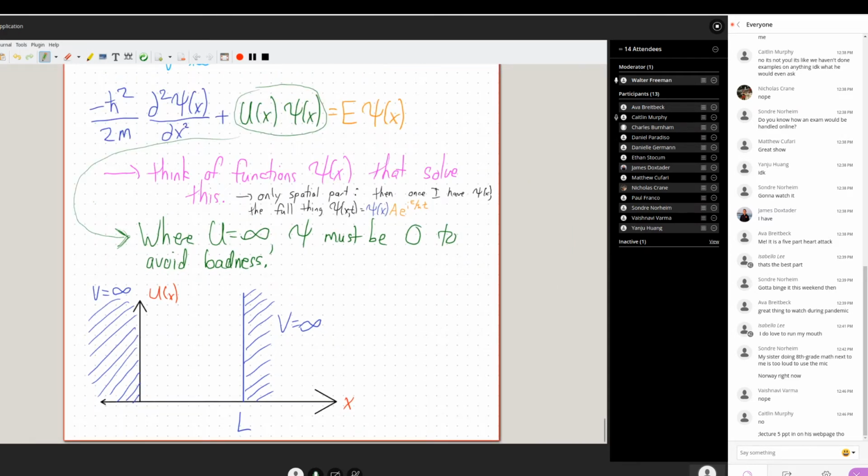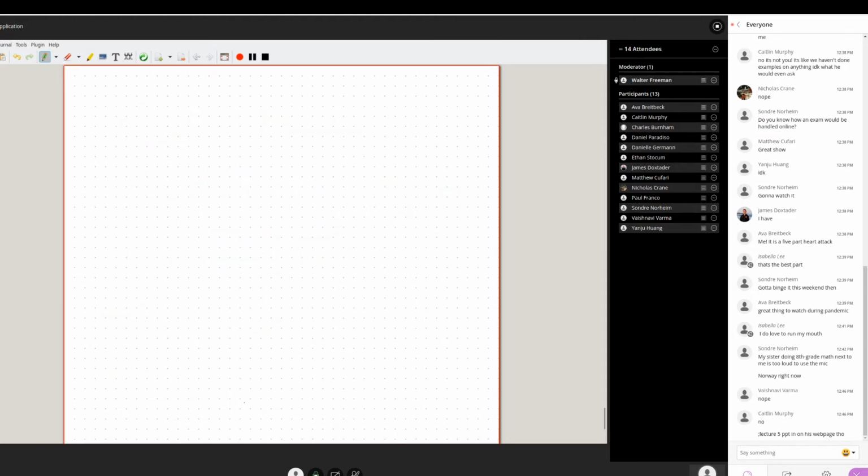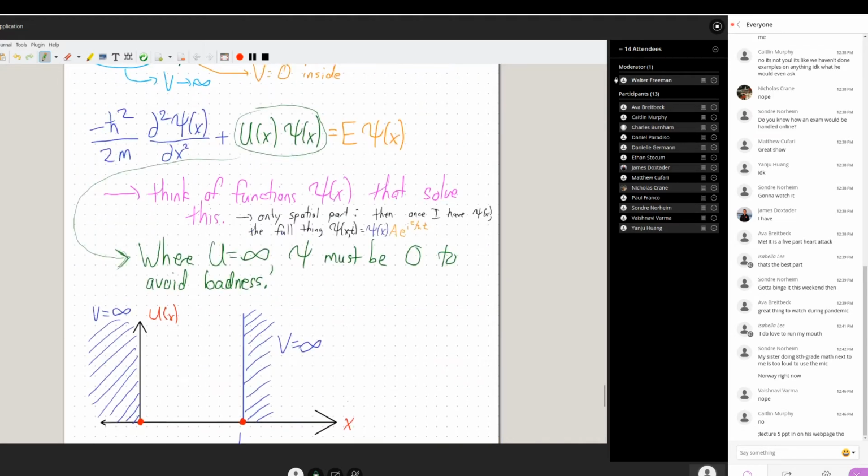So here I'm only thinking about the spatial part. And what I realized is that it's got to go to 0 here and here. So now what I want to do is think about what function psi of x solves the Schrodinger equation inside the potential well.